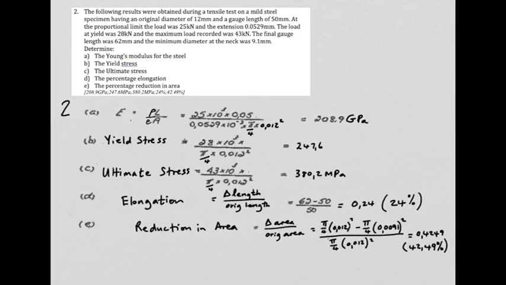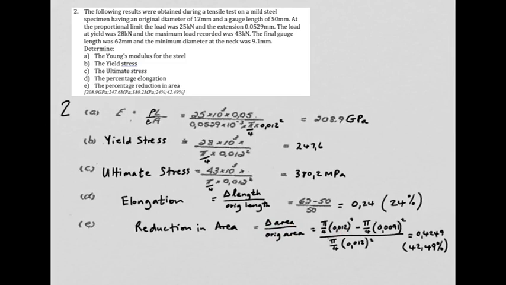Okay, the last one, the reduction in area. In much the same way, how much did the area change, delta area, change in area, divided by what was the original area. Okay, so the area changed. Let's look at the values. Where do they come from?